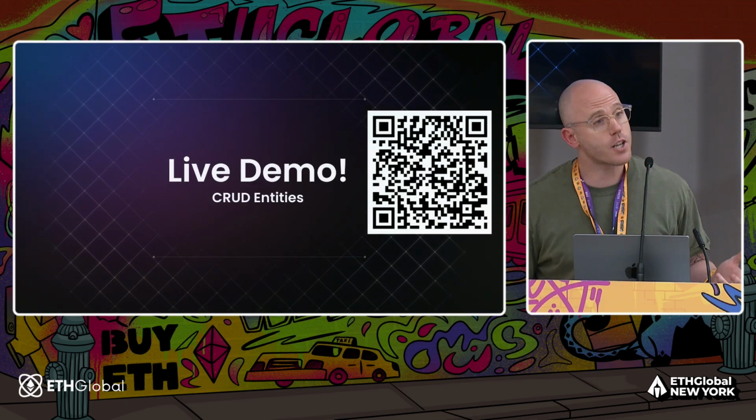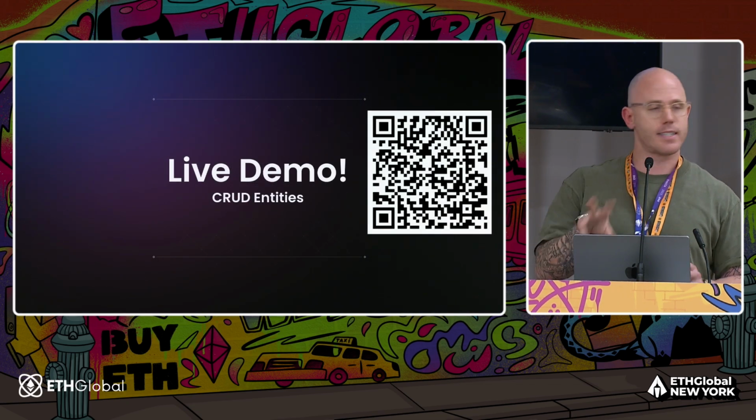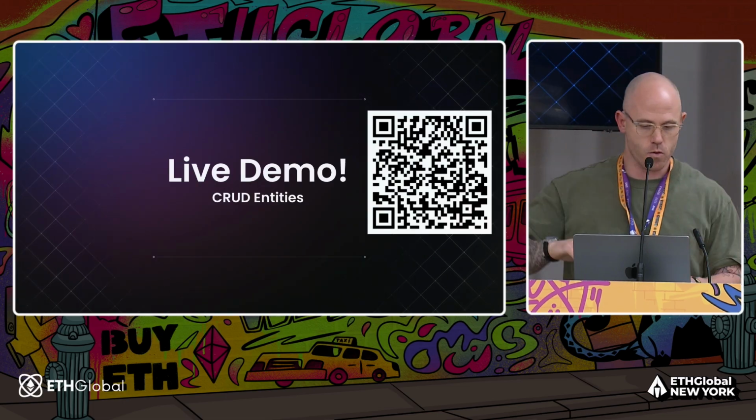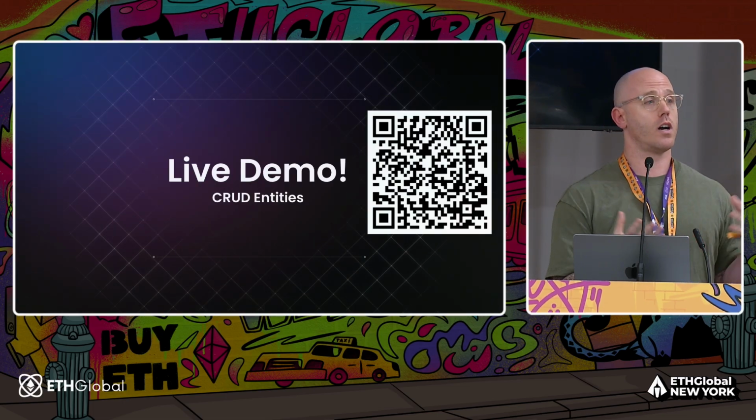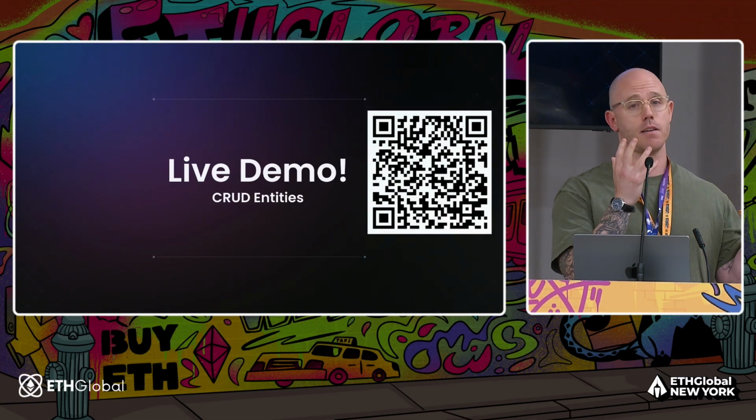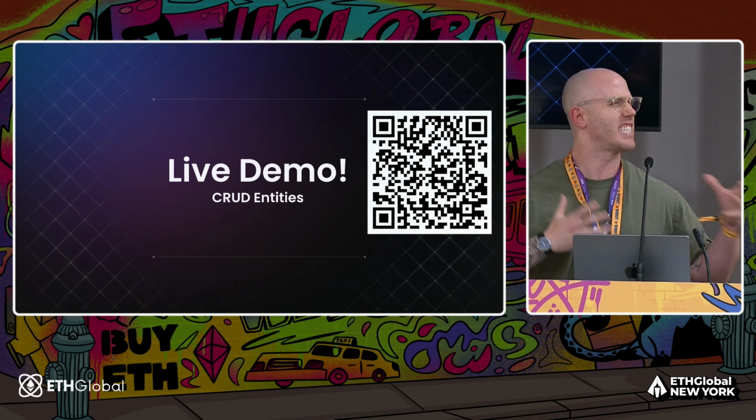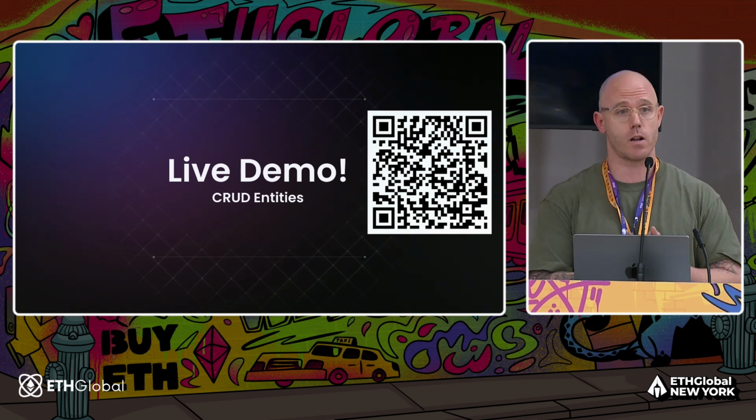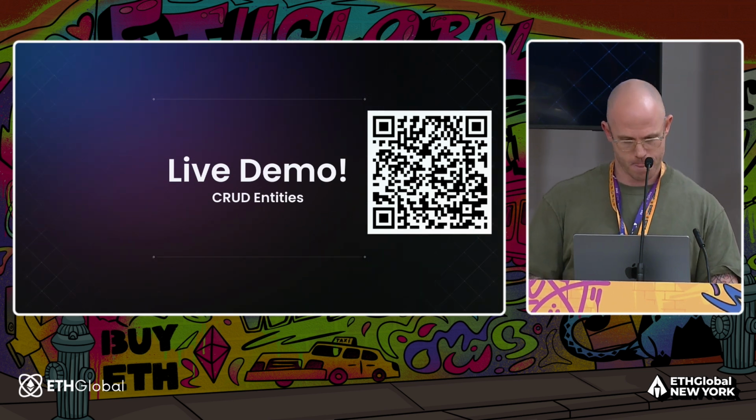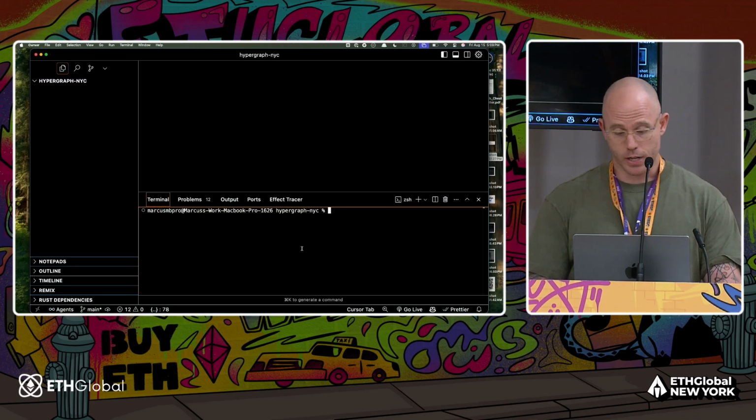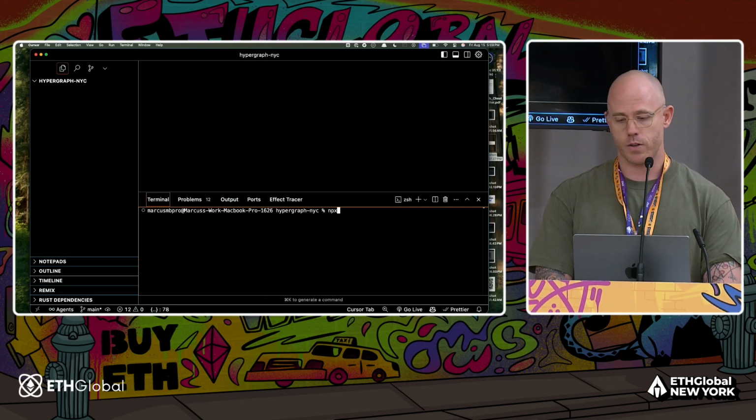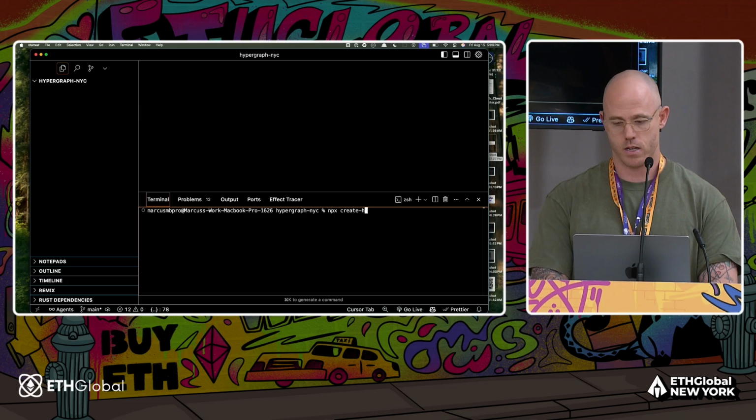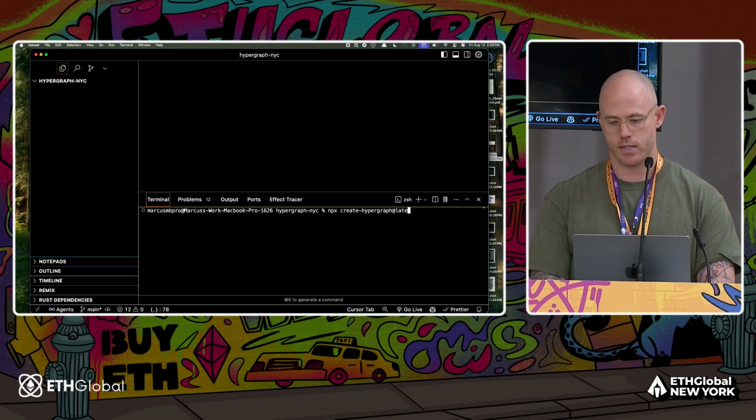So let's go ahead and go into a live demo. That's the same QR code as the quick start, if you missed that before. But we're just going to go through CRUD on entities in a public space and in a private space, and just contextually what that means. And this will help you get started really fast with Hypergraph. All right. So to get started, we do npx create-hypergraph@latest.